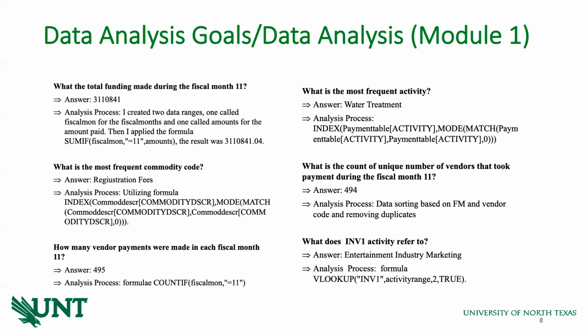I applied a formula that's a combination of INDEX and MATCH, and the answer to this was registration fees. And I did something similar to find out how many vendor transactions were made in fiscal month 11. The answer was 495. Likewise, we found out the most frequent activity was water treatment, and the count of the unique number of vendors that took payment during fiscal month 11 was 494.